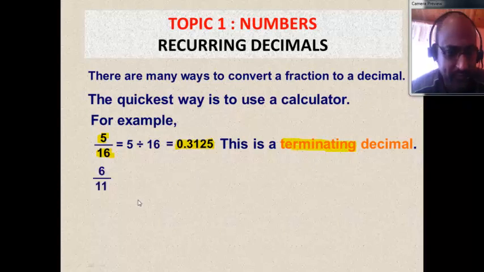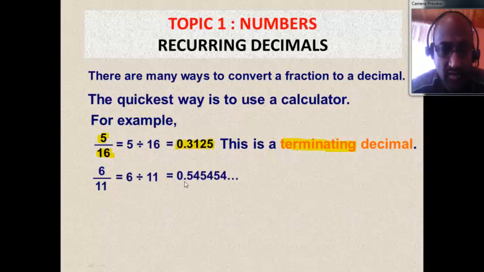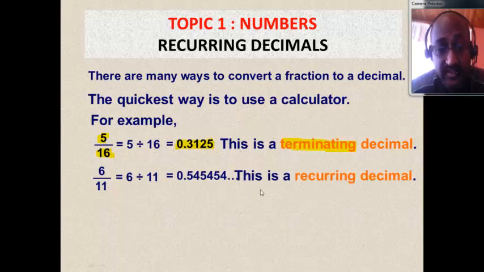Consider the next example. 6 divided by 11. If we take 6 divided by 11 and plug them into the calculator, you would end up with an answer of 0,545454. And you would notice that this 5 and the 4 continues, obviously dependent on the type of calculator that you are using. It will continue on and on and on. These 3 dots over here signify that the 5 and the 4 continue to infinity. This, dear learners, is known as a recurring decimal.